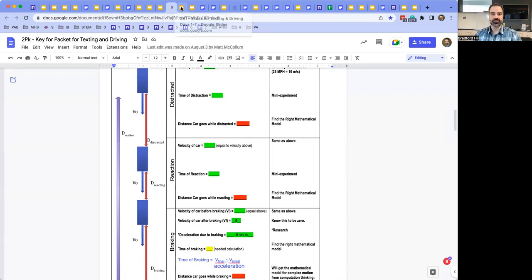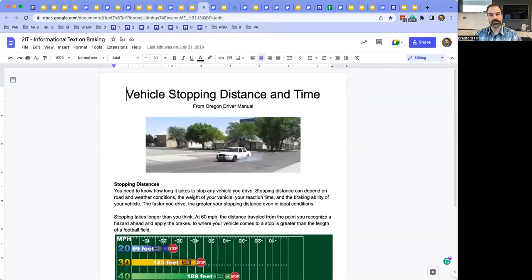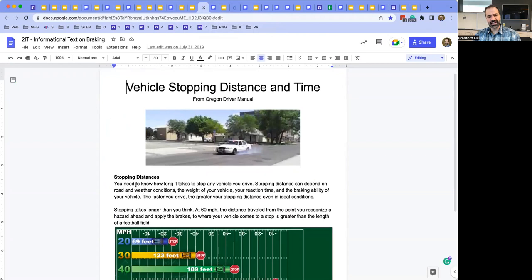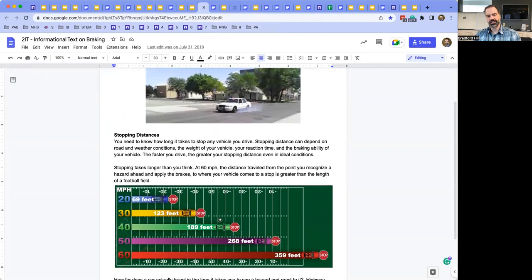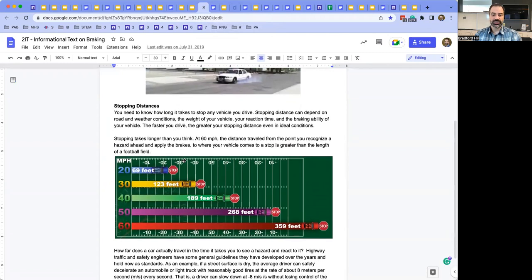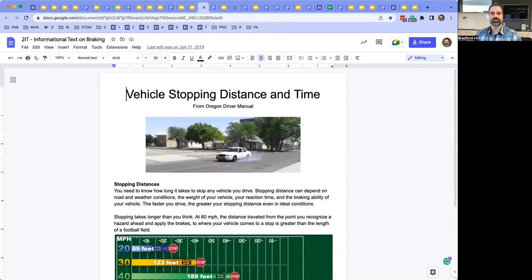deceleration due to braking. And of course, what haven't we done in our swirl yet? Speak, write, interact, read, and listen. They've done a lot of this with those mini experiments and the brainstorming, but we haven't done a lot of technical reading. So you guessed it, we have a technical reading, and it's not that technical, but in any case, it does have words and essentially a graph or diagram here. And this is taken from the Oregon Driver's Manual. So real text relevant to students' lives.